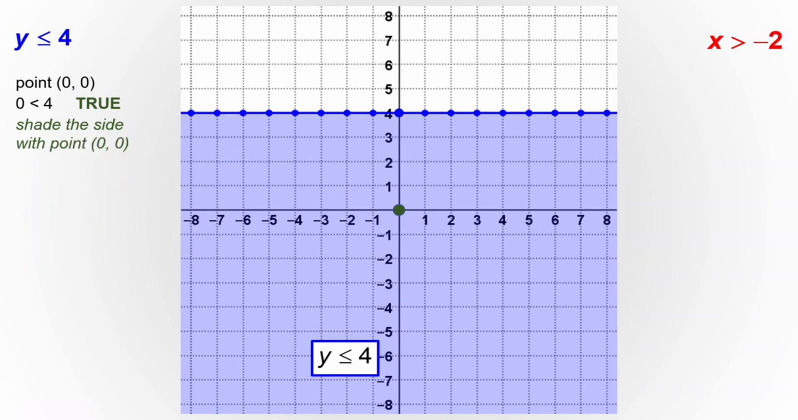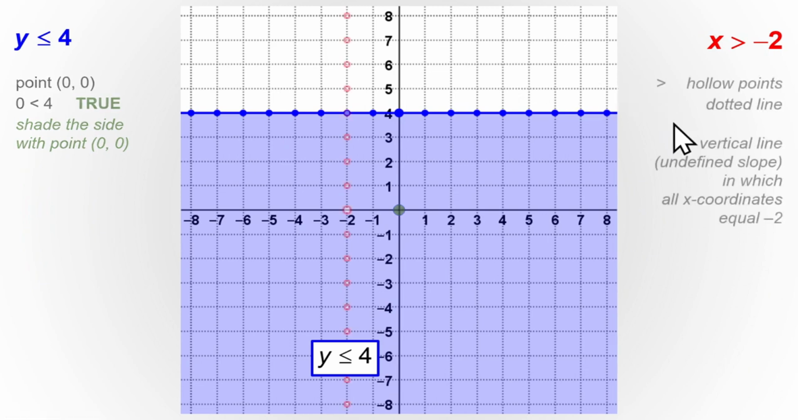At this point, I think it's pretty clear that we don't have to then do the other side to find out it's going to be false. So I'm going to pick one side. If it's true, we're done on that side. If it's false, we're just not going to shade the side with that point. We'll just shade the other side, and we'll be done. So that's why we can move right away to graphing x is greater than -2.